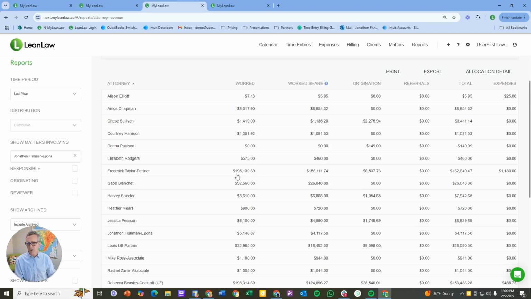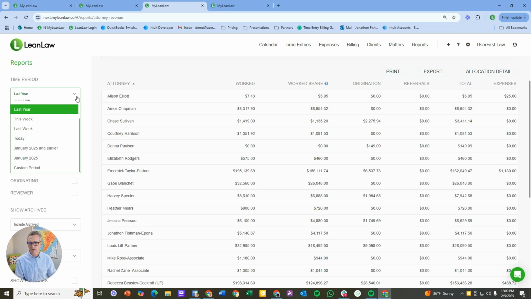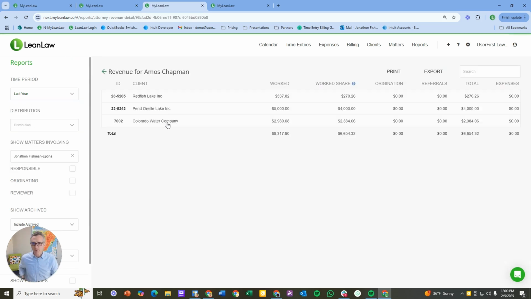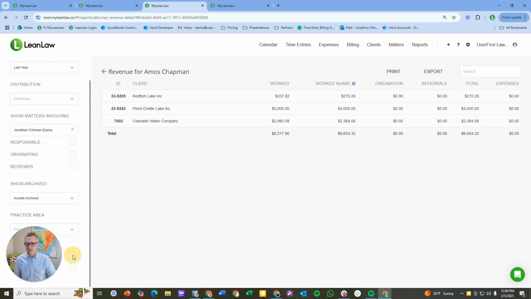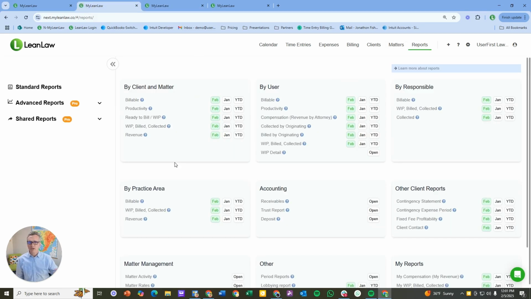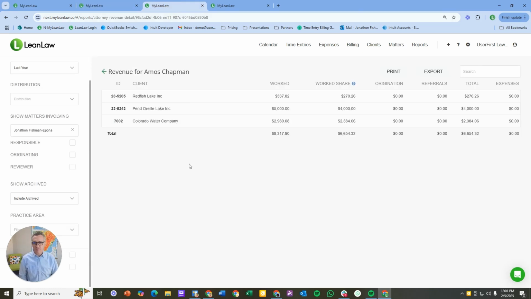So you see, for example, Fred collected $195,000. His share was $156,000, and he originated $6,500. And I'm just looking at a particular time frame, but I can go all the way down to customized periods. If I click into one, let's look at Amos, I see the clients and the matters that contributed to that particular user, and I can drill in all the way down to the invoice level and illustrate what contributed to a matter. So in our reporting, we're helping you understand the users, the clients, the WIP, billed, collected, and anyone who owes you money.